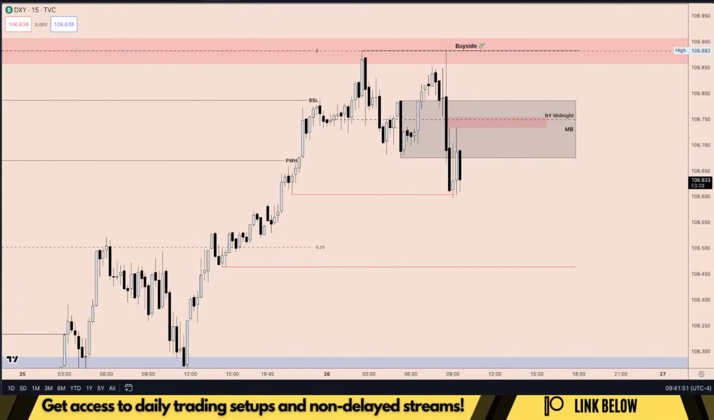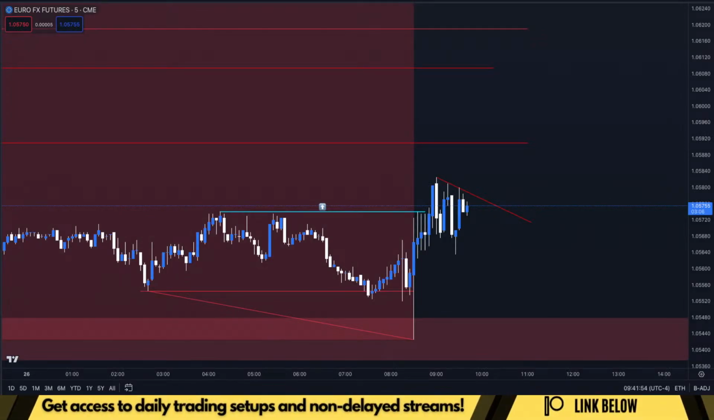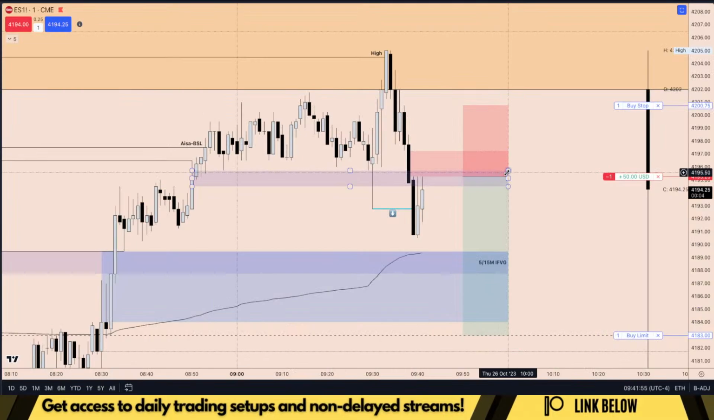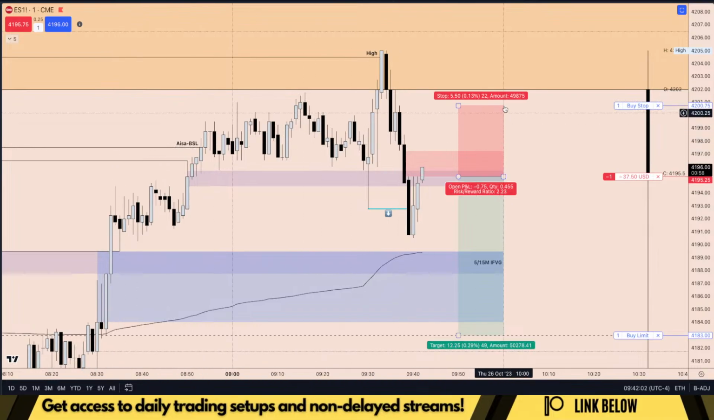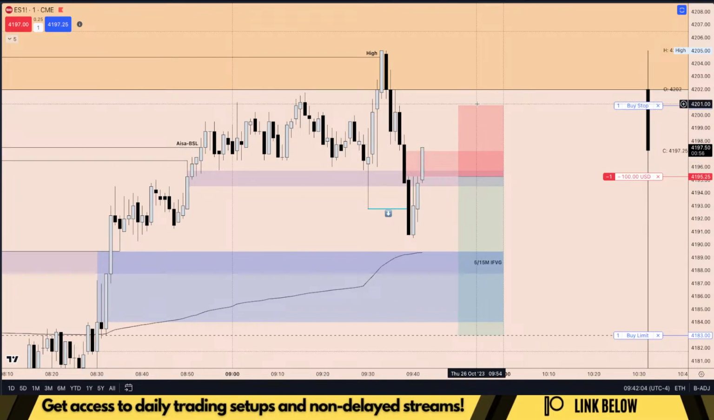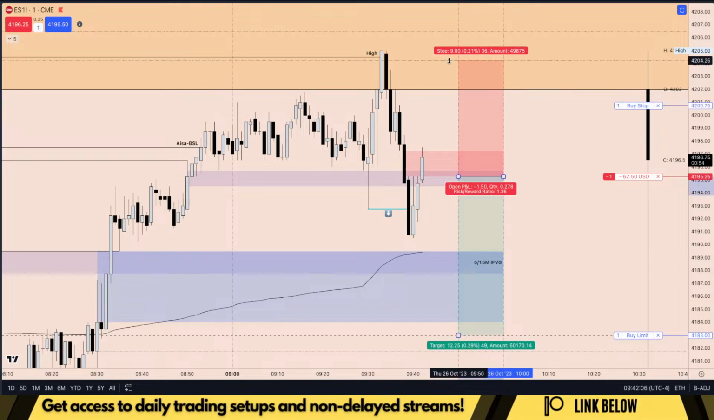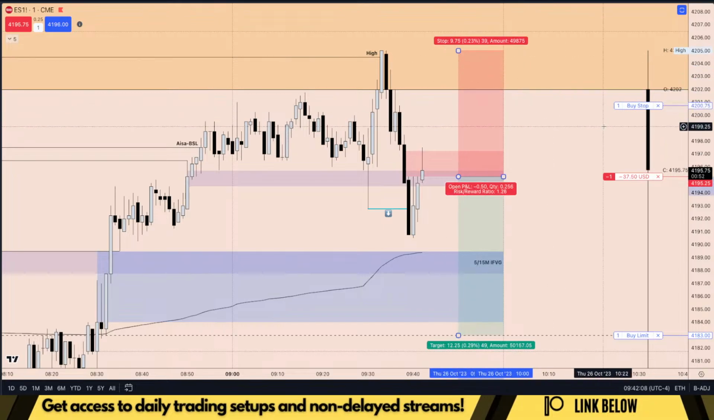The DXY, not sure yet. Same for the Euro. But this is a decent 2022 model, if we're being honest. Yet we could still be faked out. It's part of trading. Giving it a stop loss above this high, we will see.